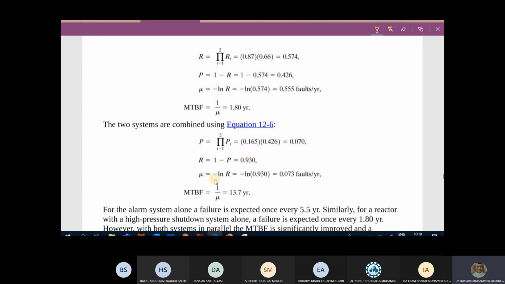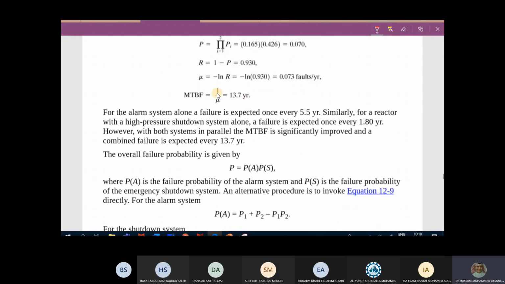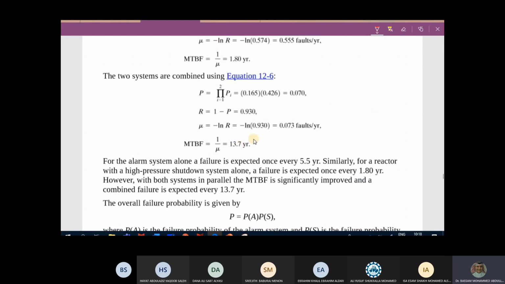If you want to calculate the failure rate, which is minus ln R, in the case that they are in parallel, you're going to get 0.073 faults per year. I can't understand this in years, so I need to calculate the mean time between failures, and I get 13.7 years. Now I understand that one fault will happen every 13.7 years. So it's beautiful to look at it, right? It's just nice to calculate these numbers, and it gives you more confidence in terms of numbers that things will happen or will not happen.